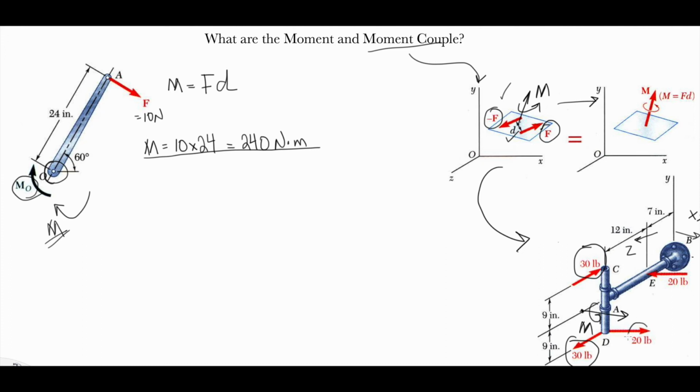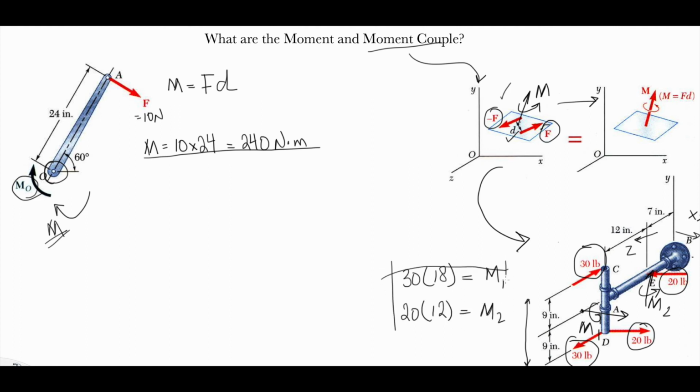Another example is these two 20 pound forces. One is in the positive X, one is going in the negative X. These two will also cause a couple moment, M up. To calculate this moment couple, it's just the 30 multiplied by the whole distance, which is 18. So 30 multiplied by 18 will give me the moment couple. Let's call it M1. And M2 is 20 multiplied by 12. So this is the moment, just simply as that.